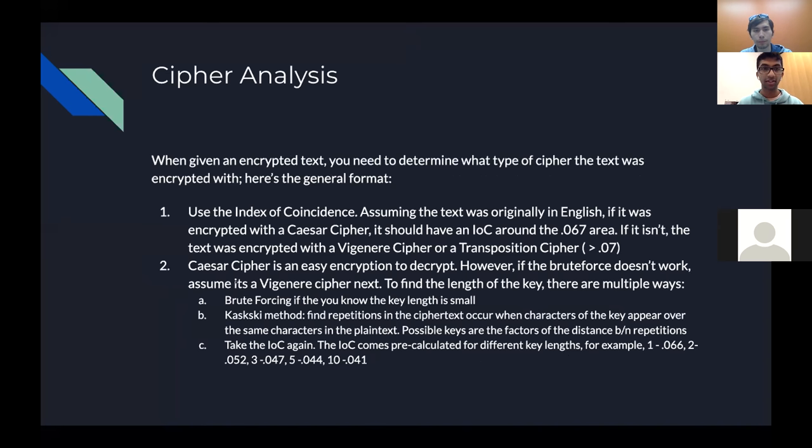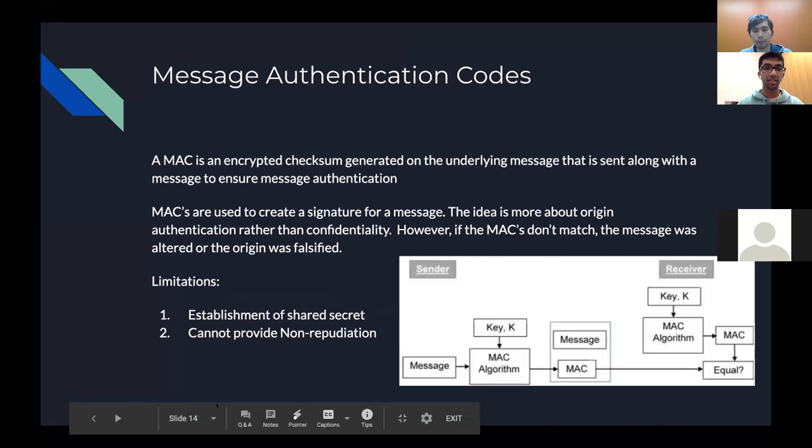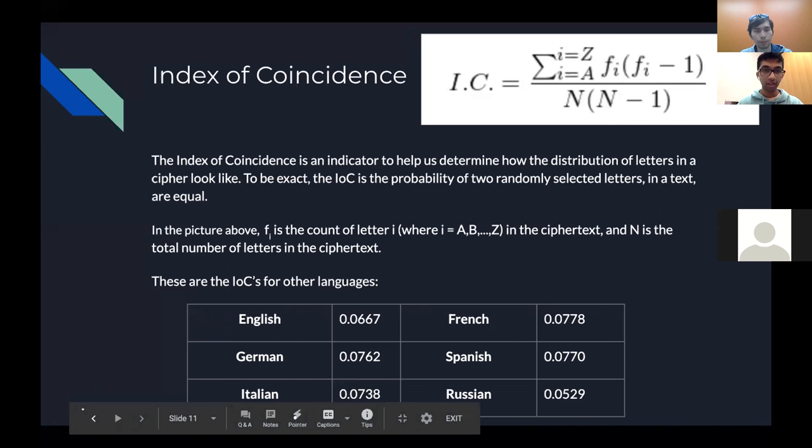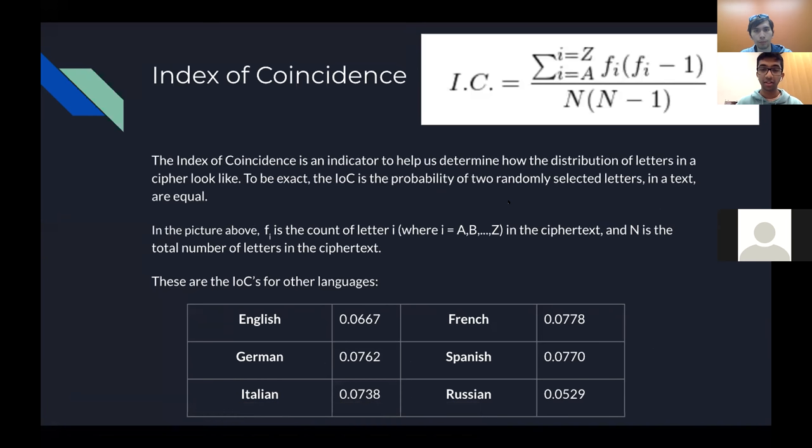We're going to be covering index of coincidence, cipher analysis, symmetric and asymmetric keys, and message authentication codes. So let's start off with the index of coincidence. The index of coincidence is just an indicator. It helps us determine what the distribution of letters in a cipher looks like.